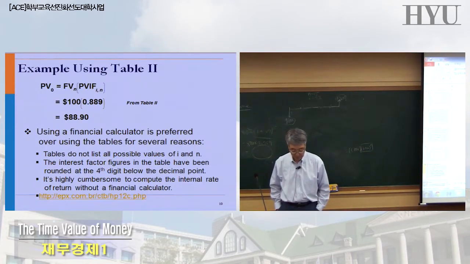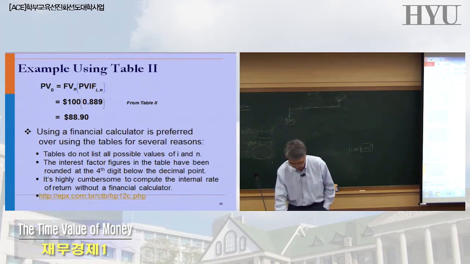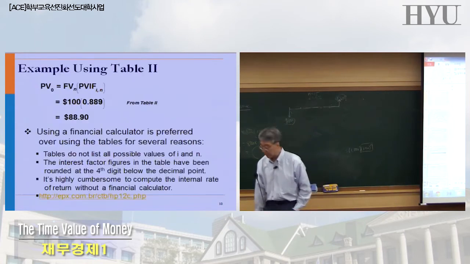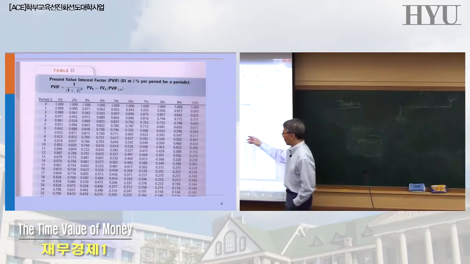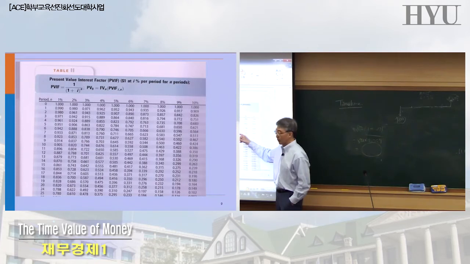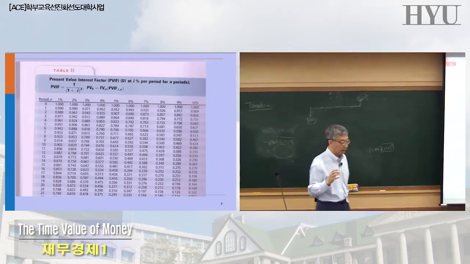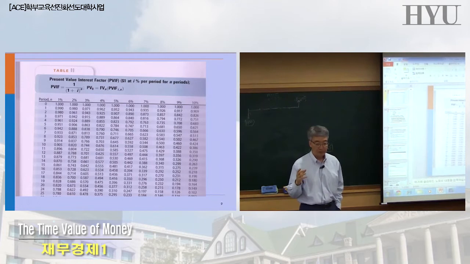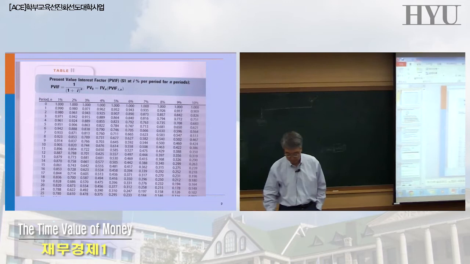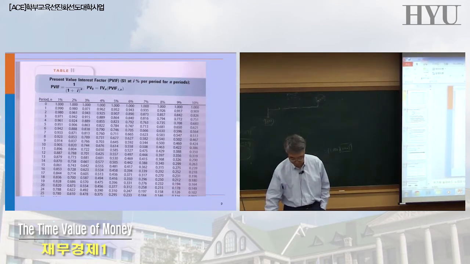The factors, those numbers you see in the table, have been rounded at the fourth digit. What that means is all the numbers go up to the third digit below the decimal point, so the number has been rounded from the fourth digit. If you're dealing with a large amount of money, that third or fourth digit difference makes a huge amount of difference. So in practice, in reality, this is not acceptable.